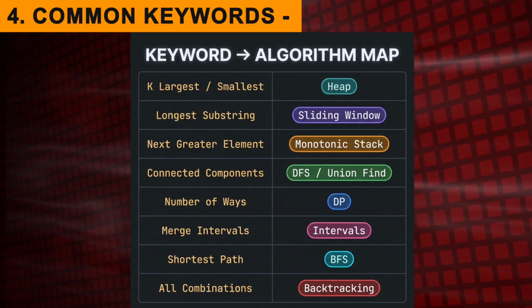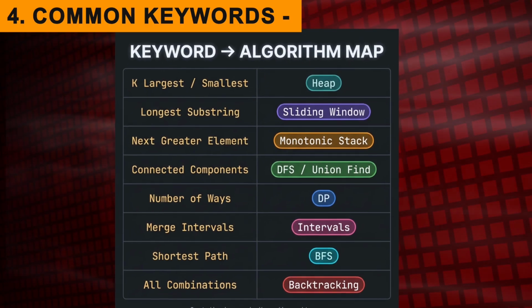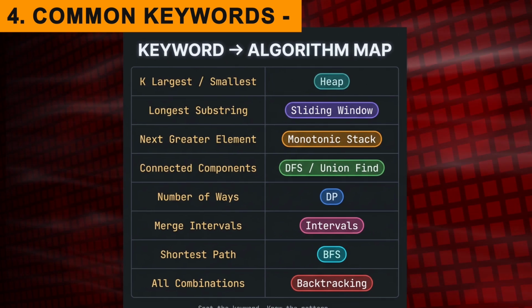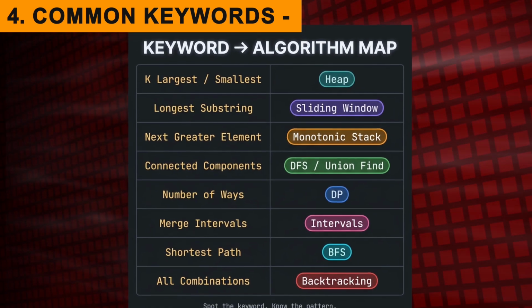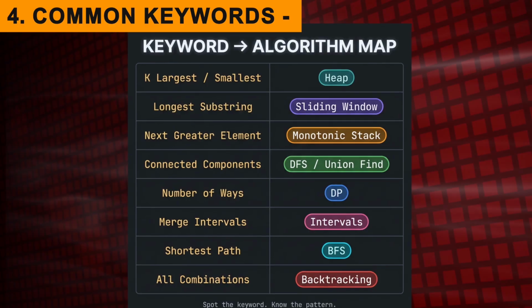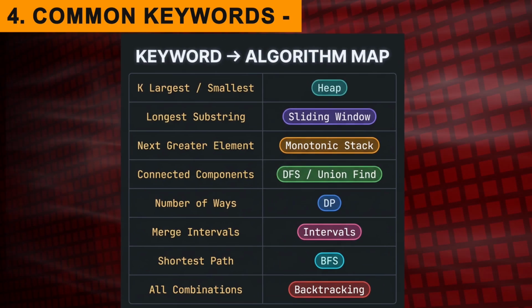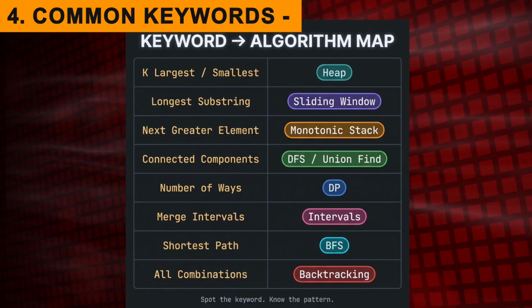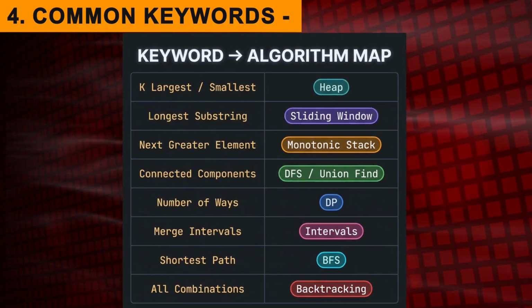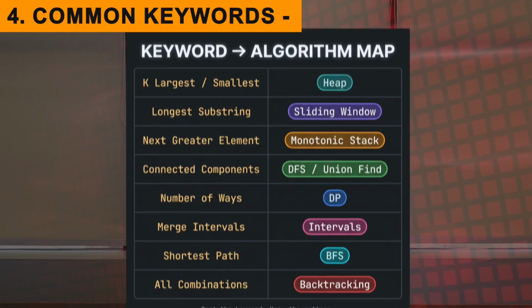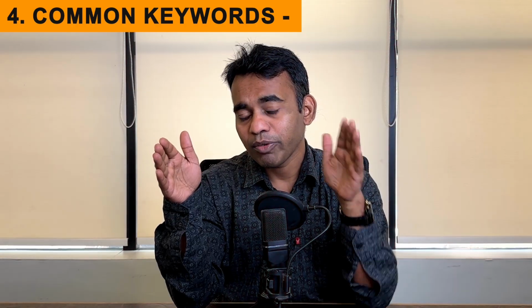Somewhere if you see the keyword like merge interval, or find interval kind of merging, then obviously it is an interval problem. You can apply the interval patterns, right? If you see the keywords like all permutations, all combinations, something like that, then obviously backtracking is one of the choices. So if you can master these four reading or essential components, you will be able to identify the pattern from the question itself.